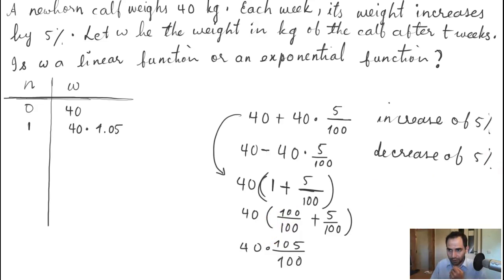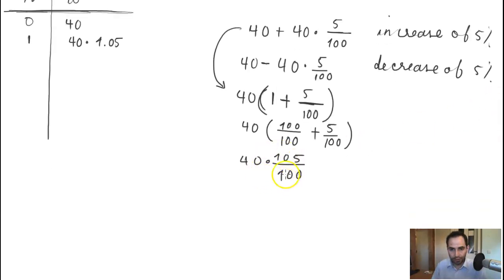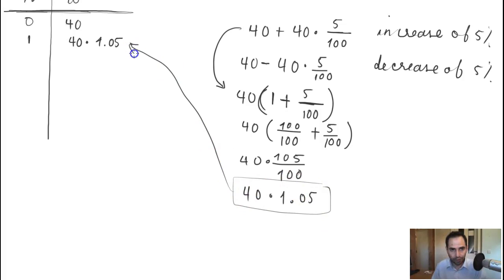So 40 times 105 by 100 is 40 times 1.05, and 1.05 is nothing but 105 divided by 100. So an increase of 5%, which we began with as 40 plus 40 times 5 by 100, simplifies to this expression, 40 times 1.05. And this is the same thing that I have written over here.